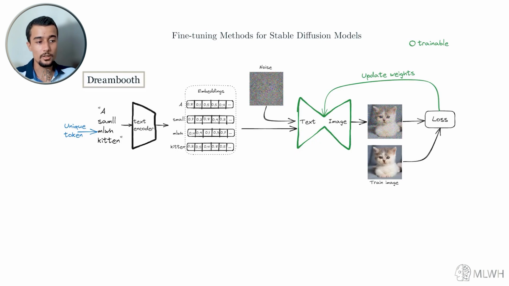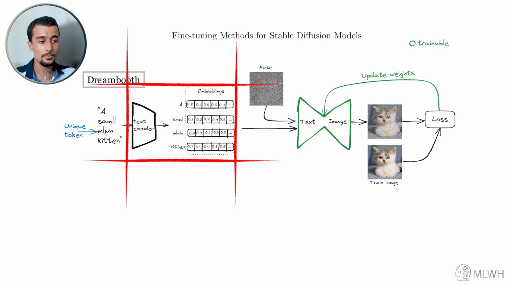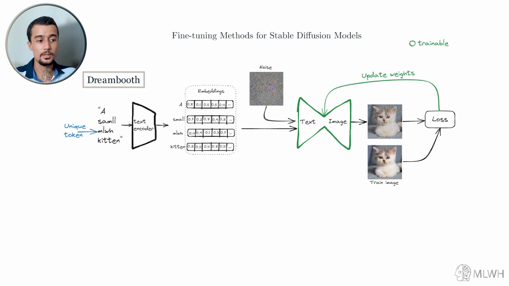So the next part in this training loop is to generate the embeddings for the prompt, which are simply a vector representation for each token in some high-dimensional space. And then both the embeddings and an initial random noise image will be passed down to the Stable Diffusion model, which will generate an image based on the description that it received from the prompt. And once the image is generated, it is then compared to the training image and the loss is calculated. And as a final step in this loop, the loss will be used to update the Stable Diffusion model weights.